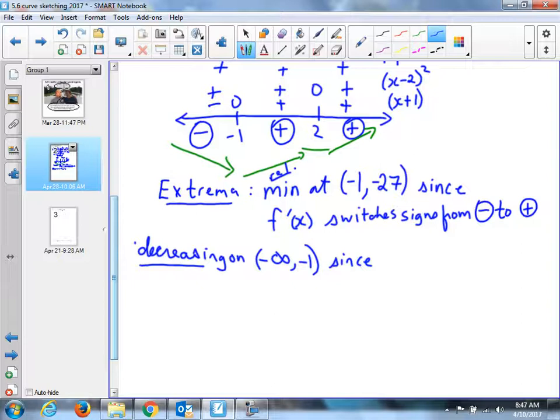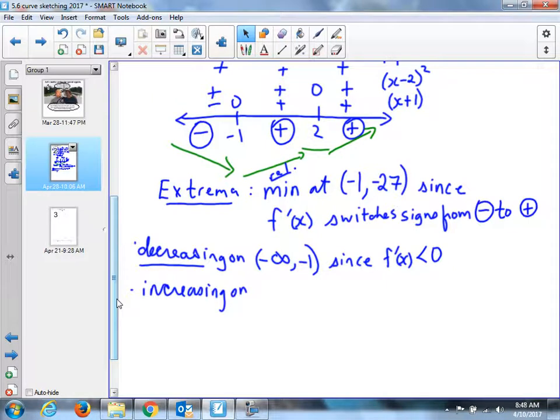Since the derivative is less than 0, and increasing on, now, question, is it increasing on this whole interval, or do we have to take a break at 2 and say it's increasing up to 2 and then after that?